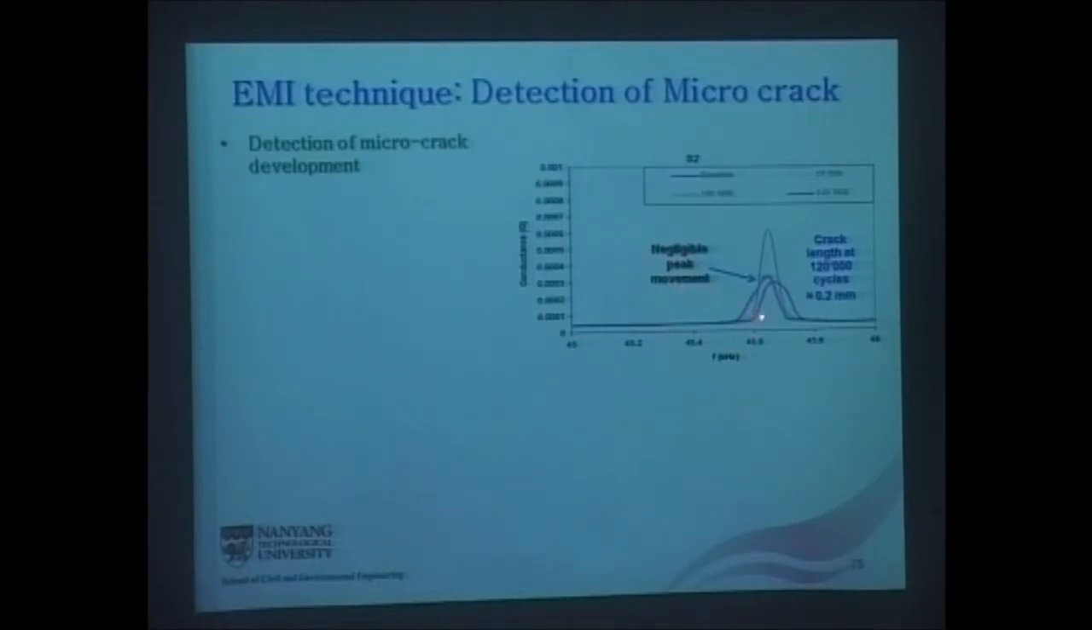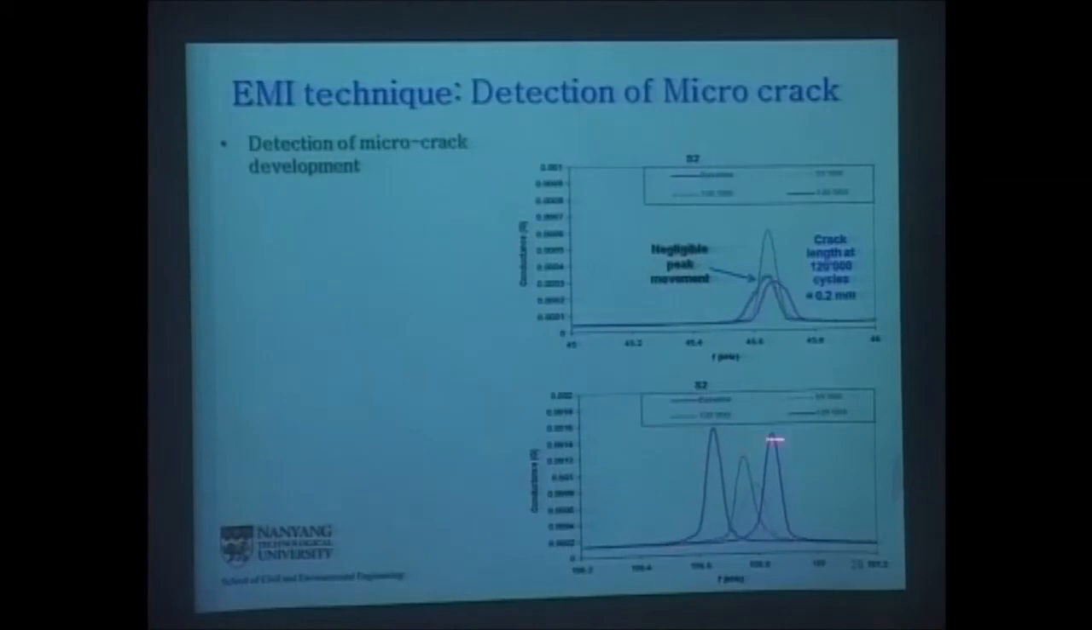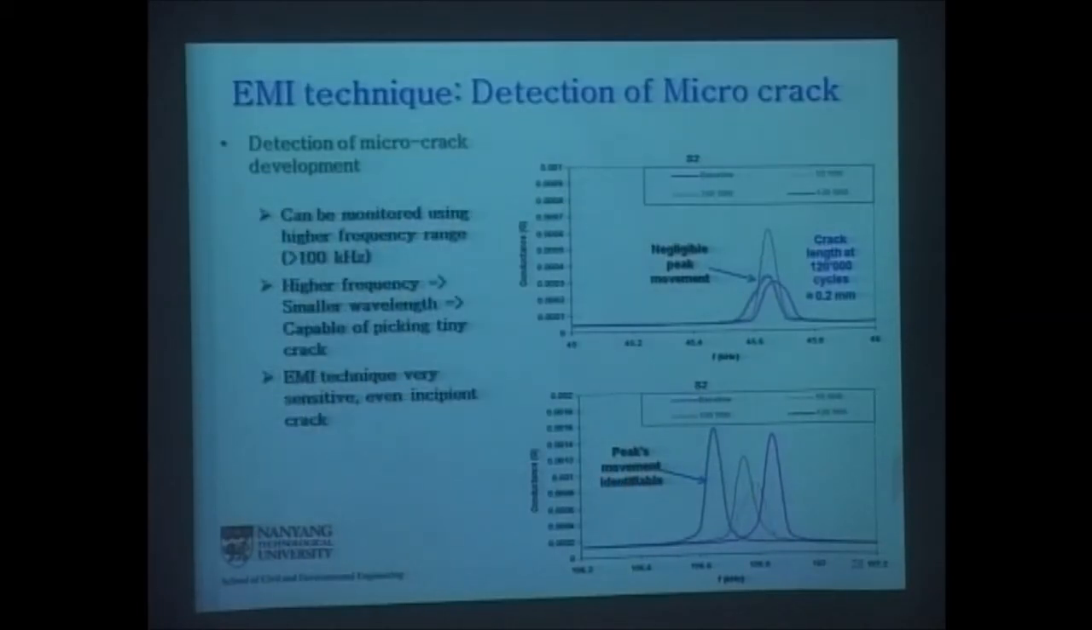At lower frequency, you cannot really see very much. But when you go to higher frequency, you can see the very obvious shift. So these are identifiable. For a micro crack, we should go to higher frequency, capable of picking out tiny cracks. Highly sensitive, even to incipient cracks.